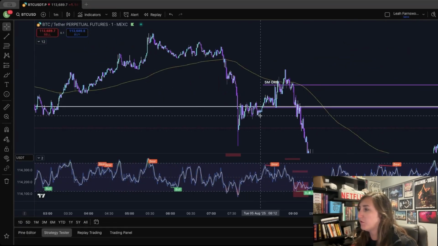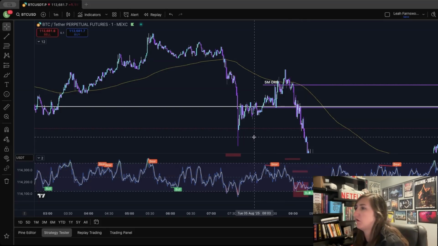I'm going to go over a specific trade that actually helped me get out and save a lot of money and flip the other direction in order to make a lot of money, okay? So I'm going to go over this exact trade here.